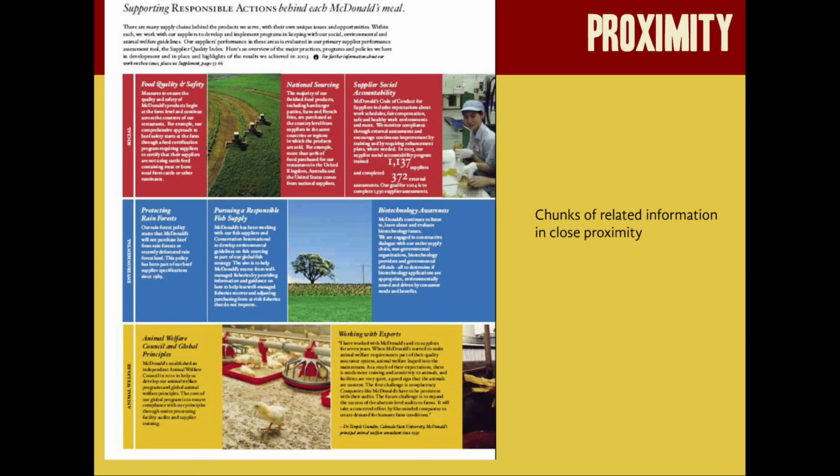Here's an example of proximity from a McDonald's annual report. You can see that chunks of related information are put together, but there's some border or margin at the bottom of this lower left yellow section as well as in the blue sections. The text isn't filling up all the boxes, and that gives a sense of balance to the page and helps the reader not to feel too overwhelmed by these 1, 2, 3, 4, 5, 6, 7, 8 different chunks of information on a single page.